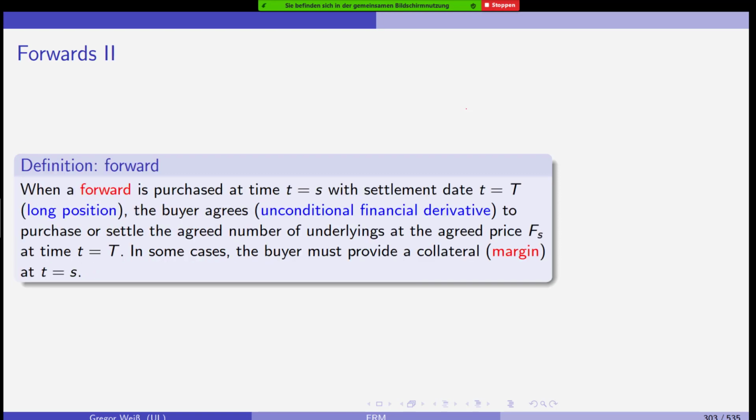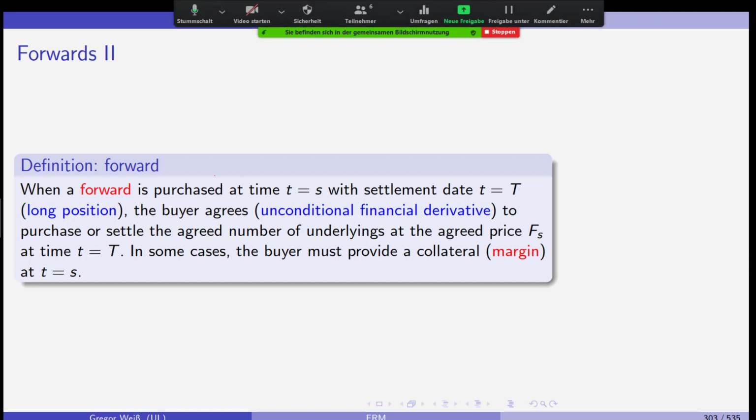A forward, again a definition: when you buy a forward at time s with settlement date capital T, which is a long position, the buyer agrees, and this is an unconditional derivative, it's not an option. When you buy the forward and when you sell the forward contract, everyone has to fulfill this agreement. You don't have any option to, for example, let it expire. The buyer agrees to purchase or settle the agreed number of underlyings at the agreed forward price F_S at maturity capital T. And in some cases, the buyer must provide a collateral, a margin.